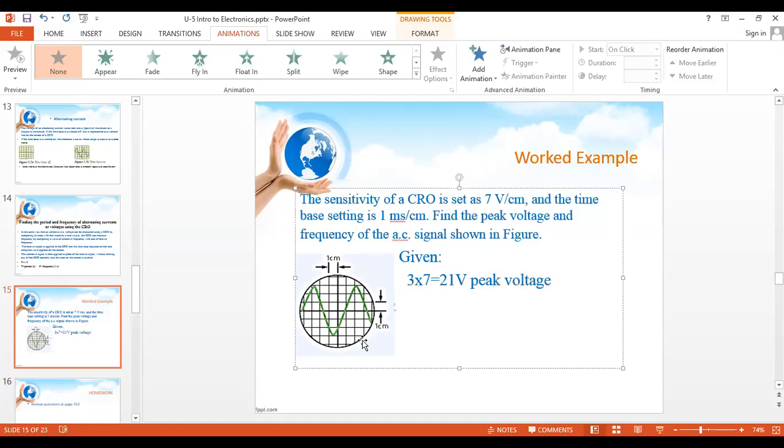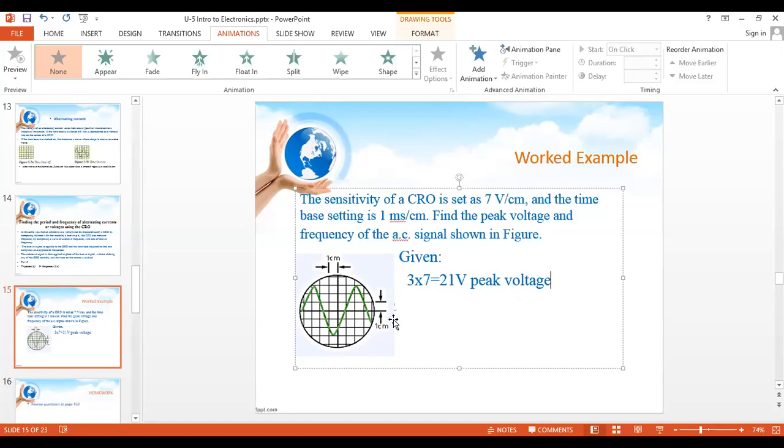You are going to count vertically, from the origin to the top of the wave. How many squares do you have? 1, 2, 3. So you're going to say 3 times 7 volts per centimeter. When you multiply it, you're going to get 21 volts peak voltage.